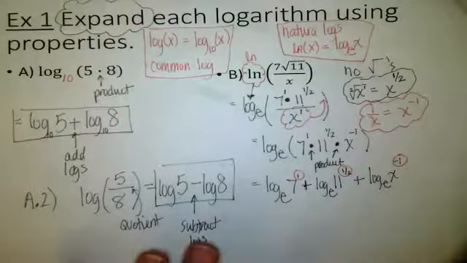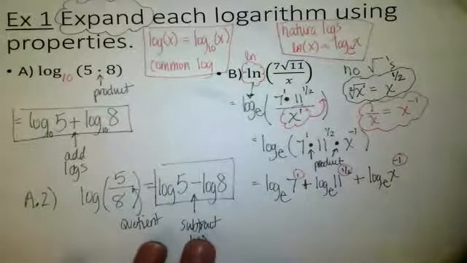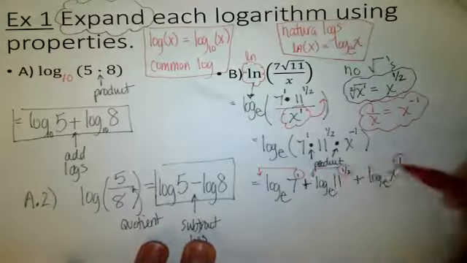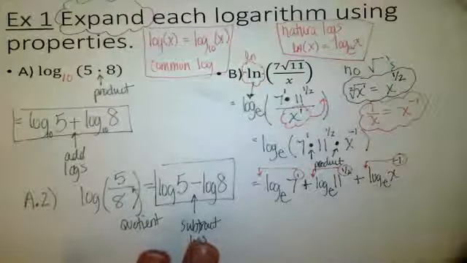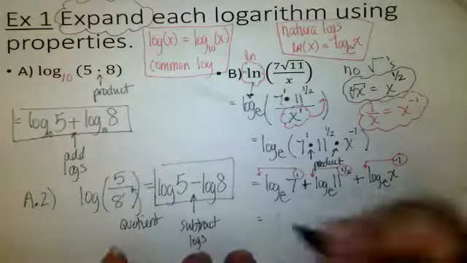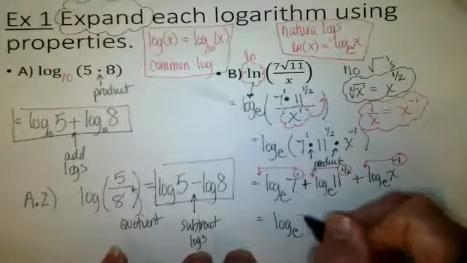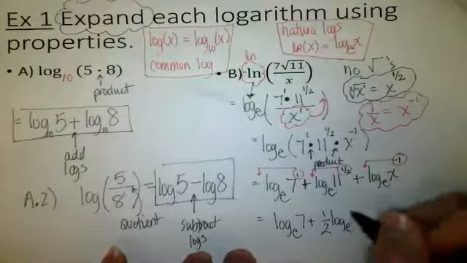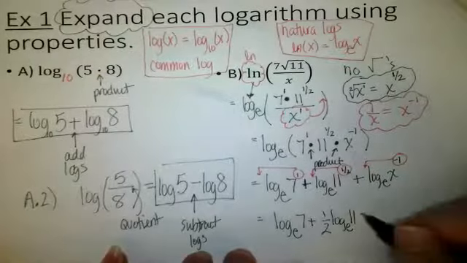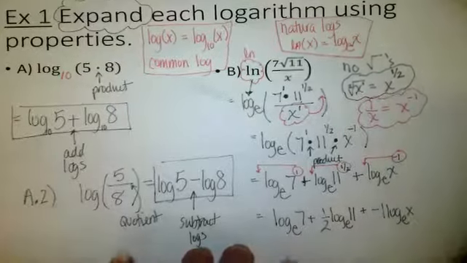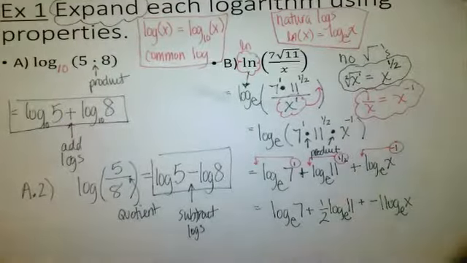What does the power property tell us we can do? The power property allows us to move the powers to the front of their logs. So all those powers are going to drop down in front. So we get 1 log base 7 plus 1/2 log base 11, and then plus a negative 1 log base x. Do I have to write plus a negative 1?